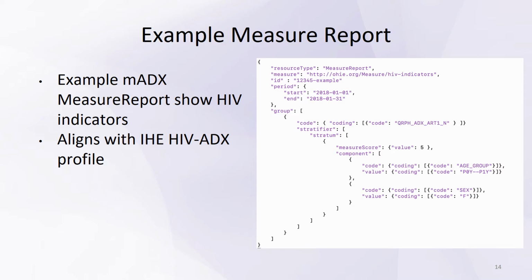Here we have an example mADX message in JSON. This shows HIV indicators and is aligned with the IHE HIV profile. We have the relevant codes and scores available in this measure report. They would be defined in the related FHIR measure.